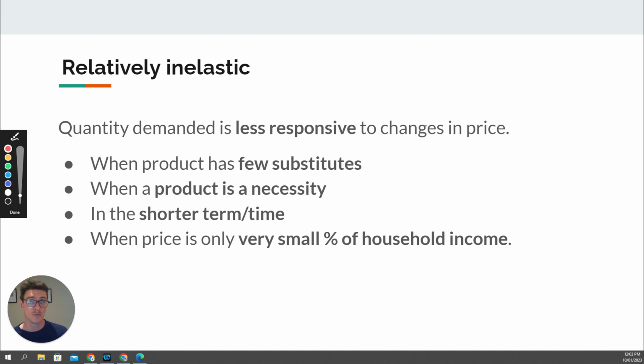Over the shorter time, we talked about this in the last video, but over the shorter time frame, we're less responsive to a change in price because it's just the way we're built as humans. We're a bit lazy. Finally, if it's only a small percentage of household income, again, we did this in the last slide, but that will mean that consumers are less responsive because given the limited income, they can wear the increase in the cost. Okay, think about that $3 bottle of water.